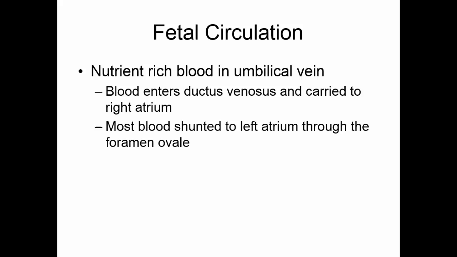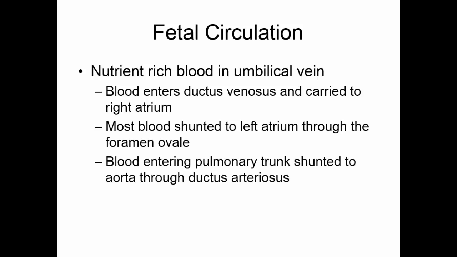So most of the blood goes from the right atrium to the left atrium through a hole in the heart known as the foramen ovale. When this heals up, you're left with the fossa ovalis. Blood that does not go to the left atrium will go into the right ventricle and enter the pulmonary trunk. There we have a blood vessel attached to the aorta. This is known as the ductus arteriosus, and blood entering the pulmonary trunk will actually go into the aorta through this. Just a little bit of blood will travel to the lungs to make sure those blood vessels are developing appropriately.